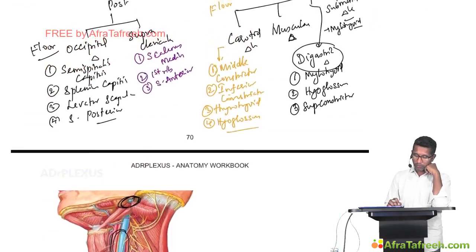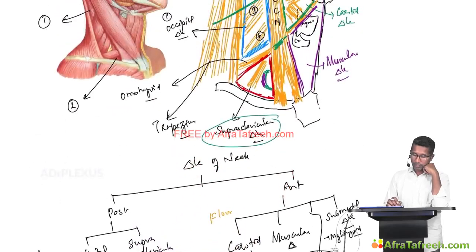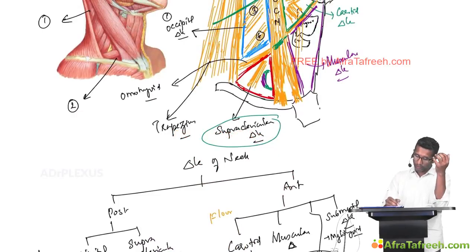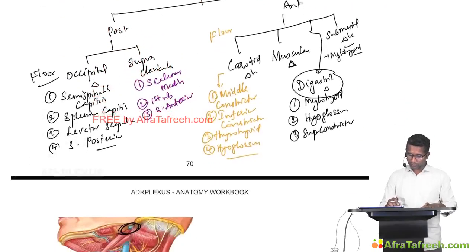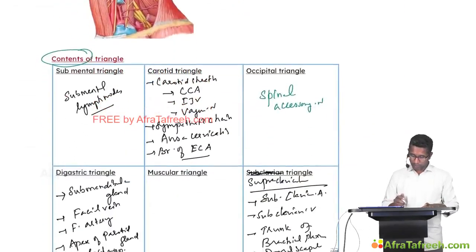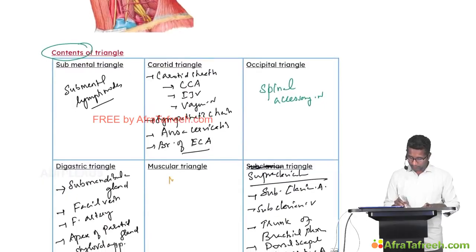And when you come to the muscular triangle, again, nothing big structures. You have got a lot of muscles in this triangle. Deep to the muscles you have got the viscera like larynx and the esophagus. So this is not an important triangle. In the muscular triangle, there is no big content, only muscles you get.